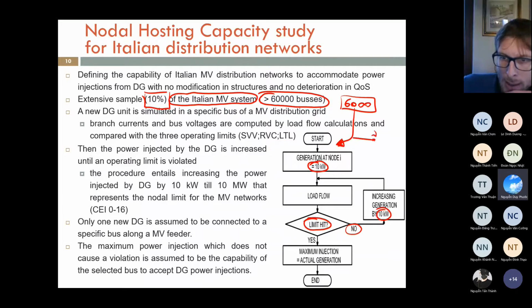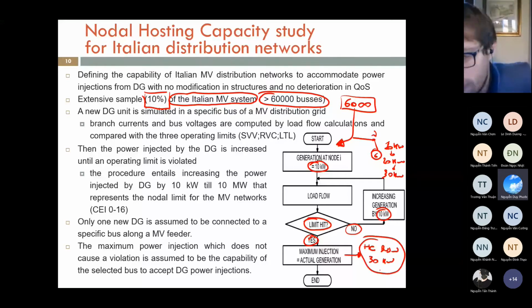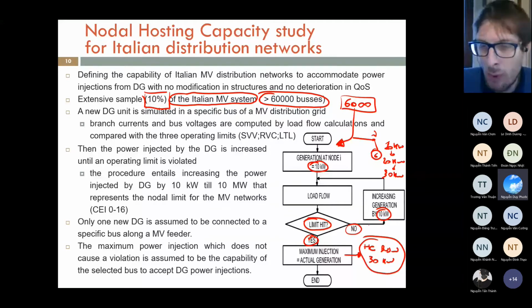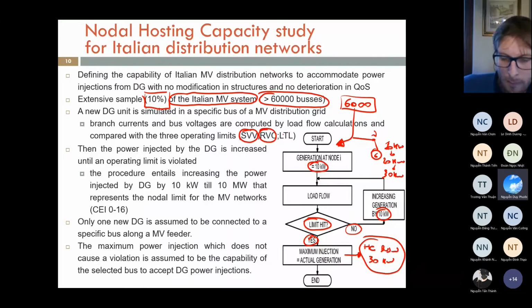So again, I have my bus I, connect a generator of 10 kilowatt, run a power flow. Do I have some issues? No. I go to 20 kilowatt, run a power flow. Do I have some issues? No. Goes to 30 kilowatt. Do I have some issues? Yes. So my hosting capacity at bus I is 30 kilowatt. This is the result for one bus, and I do this for 6,000 buses, and I check the supply voltage variation, rapid voltage changes, and line thermal limit.